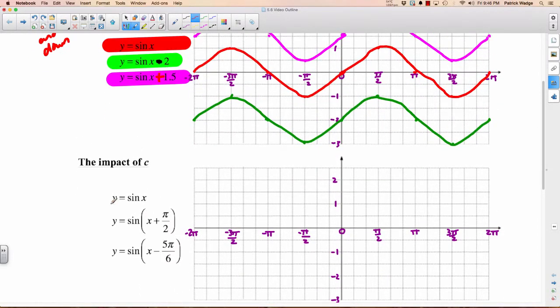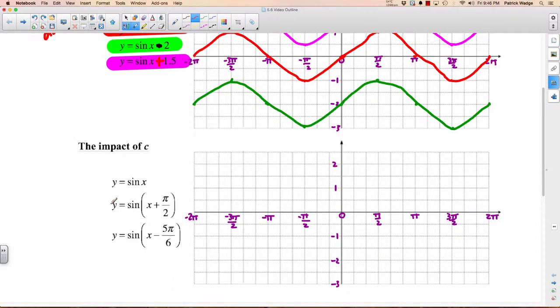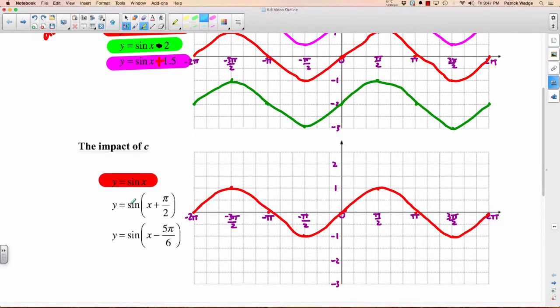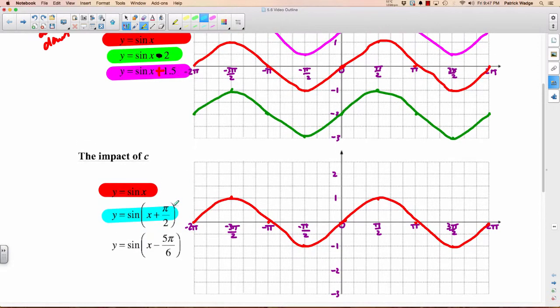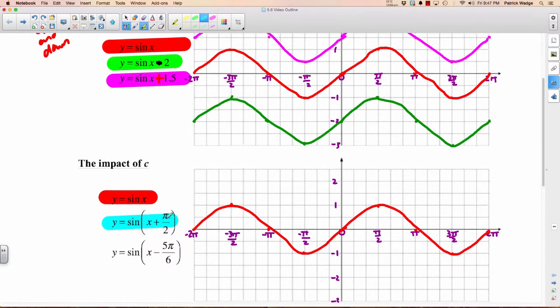Well, first of all, we're going to start by graphing the same one over again. I don't think we need to look at it again. Just let me graph it very quickly here. How's that for fast? Now we're going to graph the second one, y equals sine x plus pi over 2. Do you see why this is a C value and not a D value? It's basically just because of the brackets.